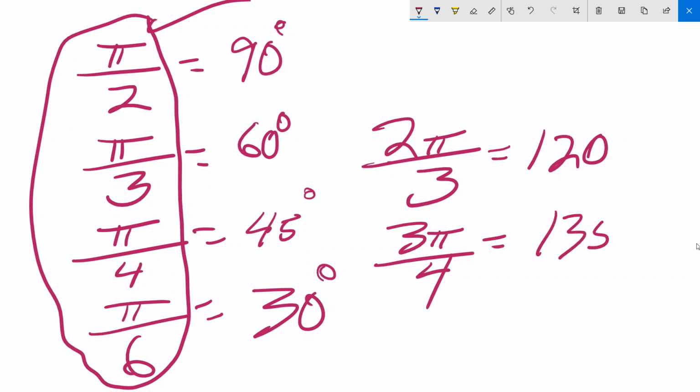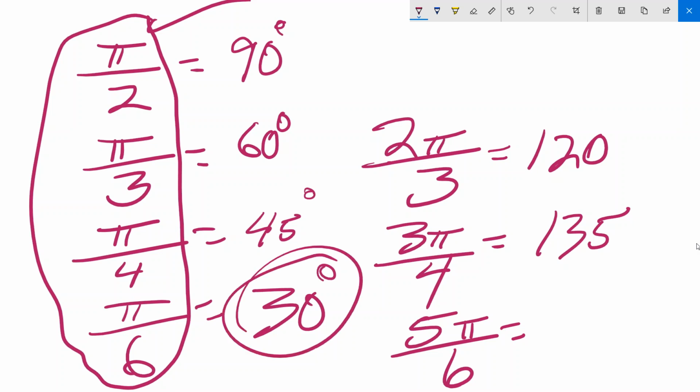Very good. What's 5 pi over 6? Don't need your calculator. It's 5 times 30. It's not 6 times 30. In other words, pi over 6 is 30 degrees. We know that. So 5 pi over 6 is 5 times 30. So that's 150 degrees. Now, which method do you like better for converting radians to degrees?